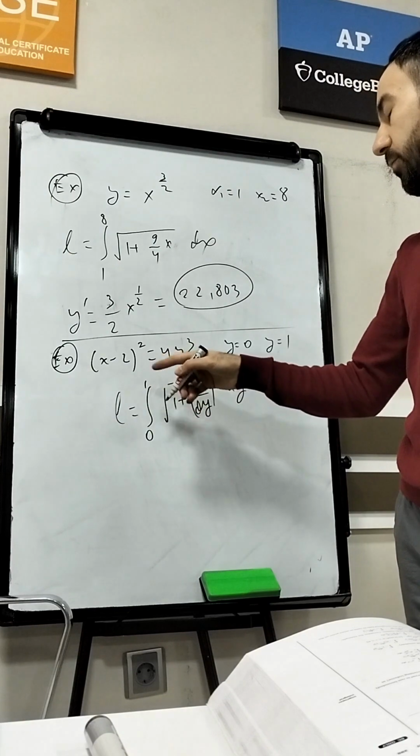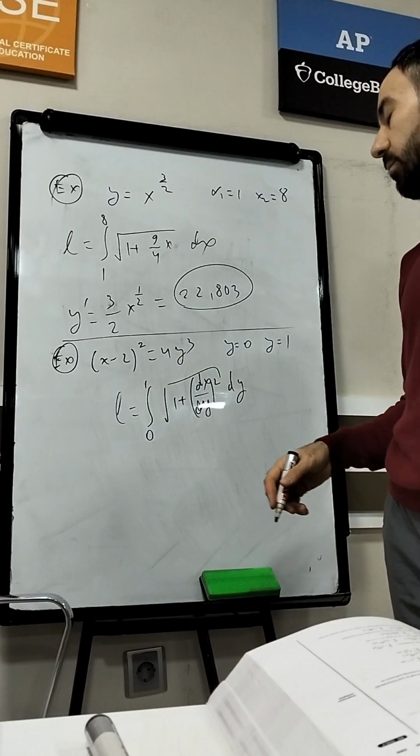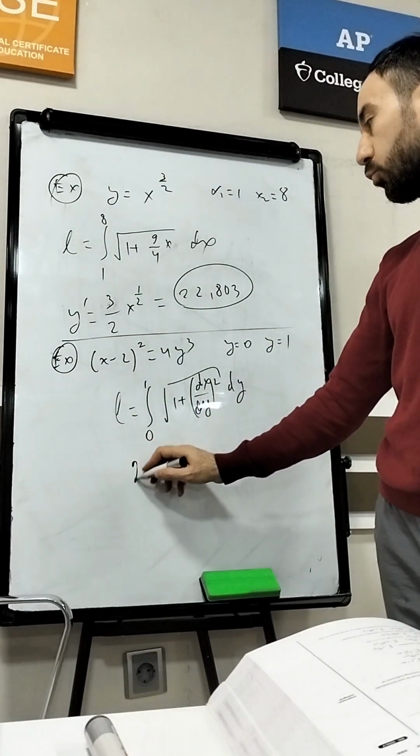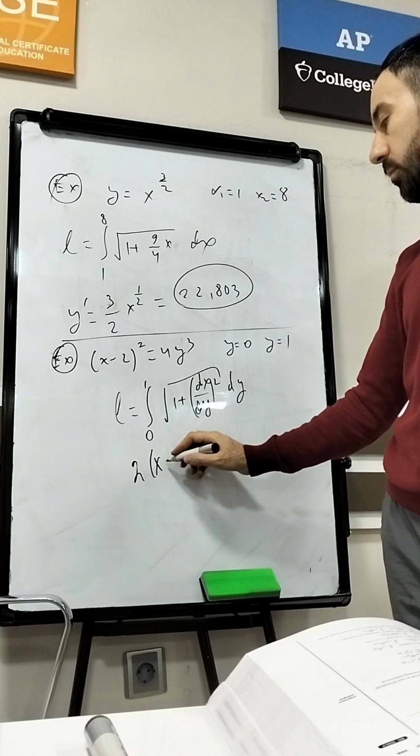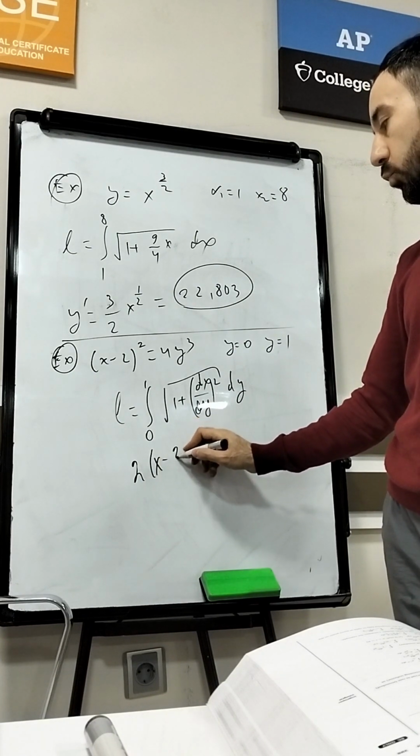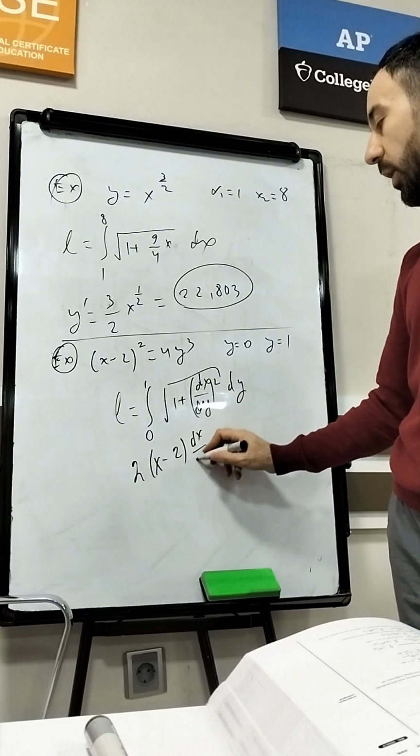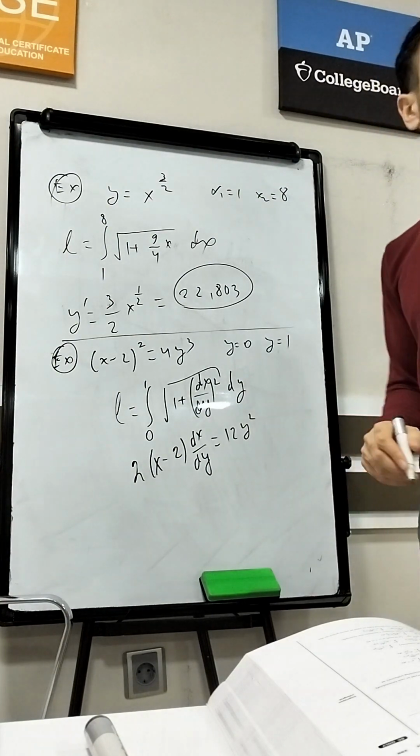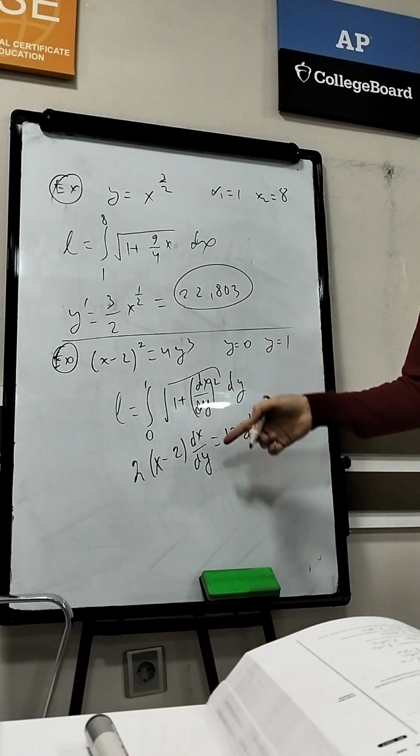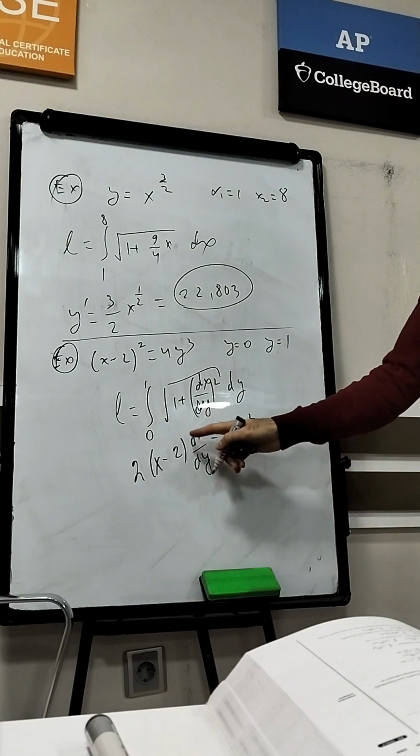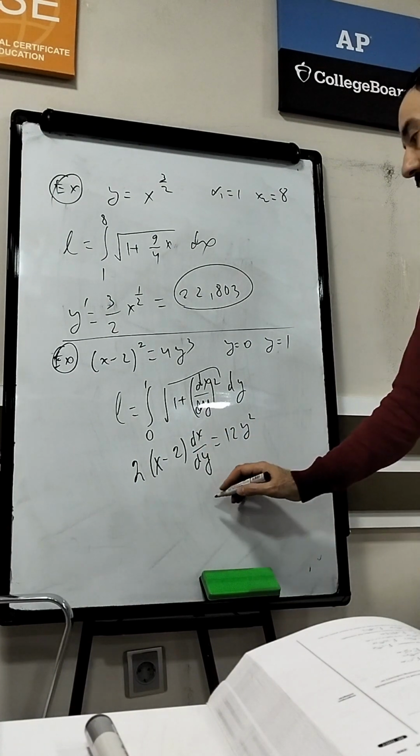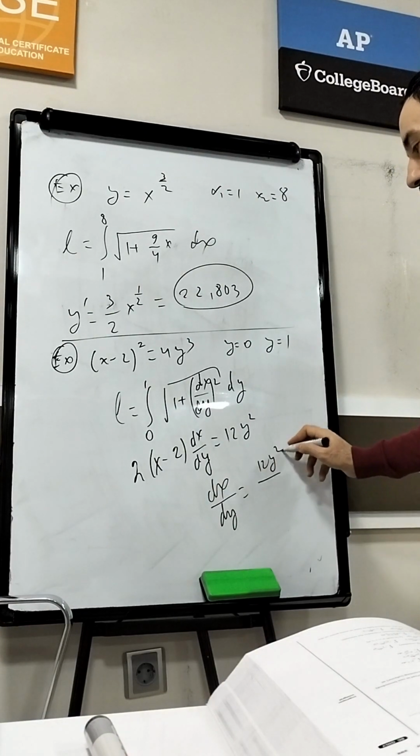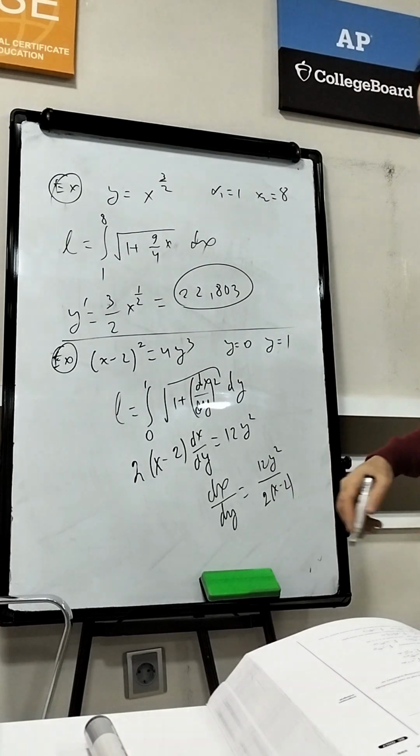Let's find first the derivative of both sides. 2(x minus 2) minus 2 dx over dy equal to the derivative of this part, 12y squared. We don't need dy over dx, we need dx over dy, so we put dx over dy here. Then dx over dy equal to 12y squared over 2 times (x minus 2).